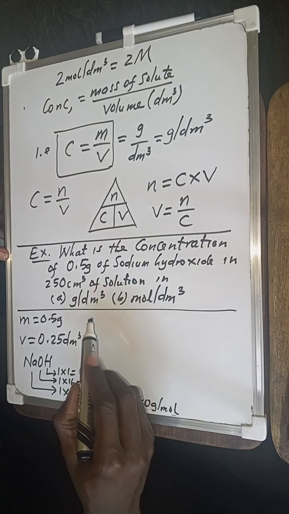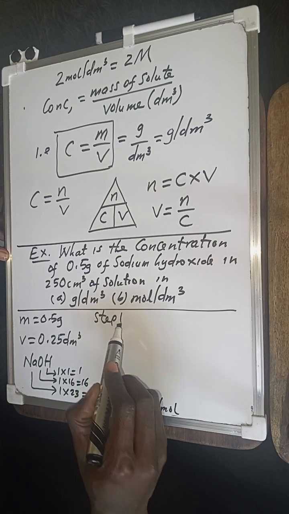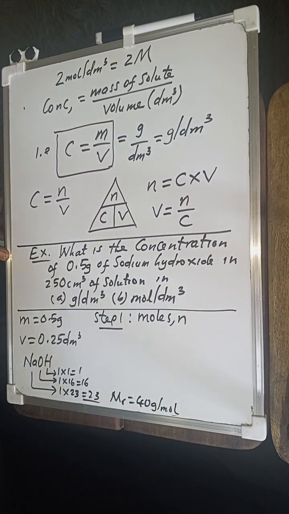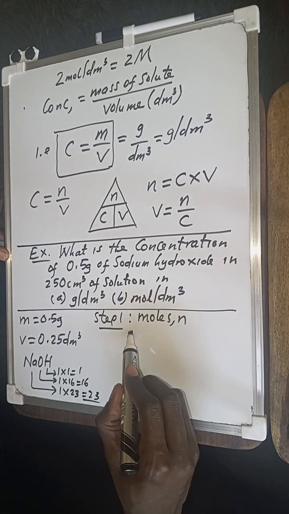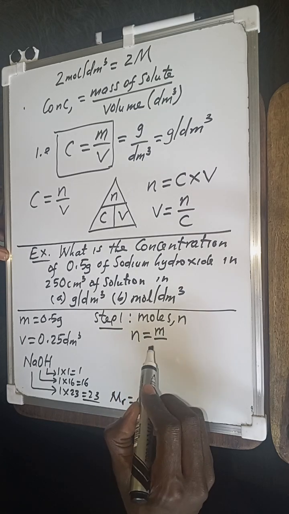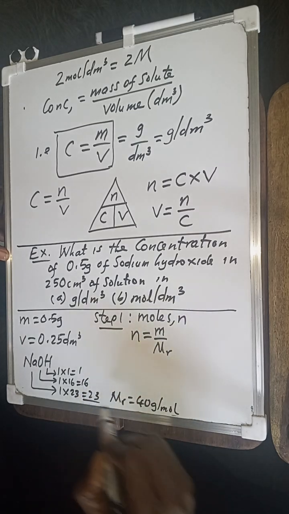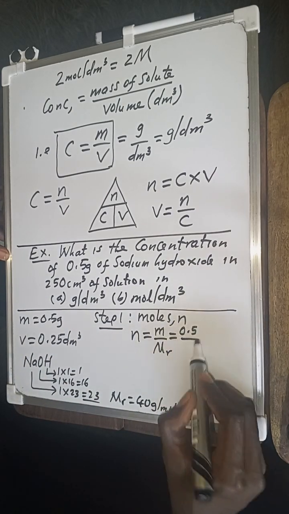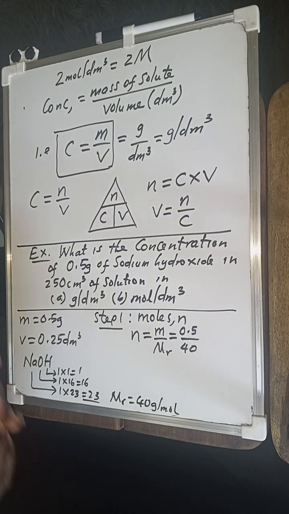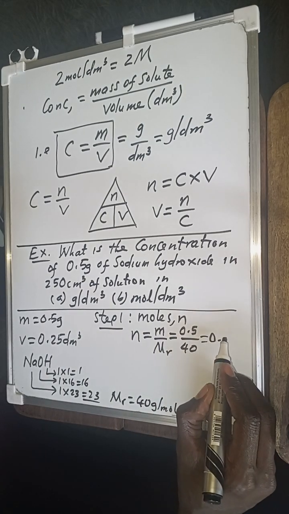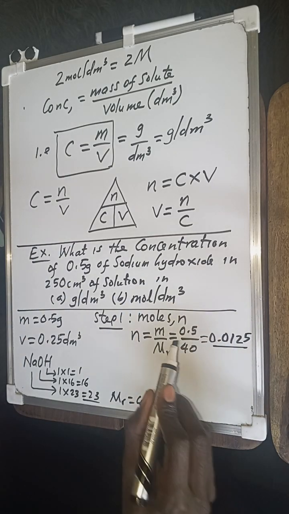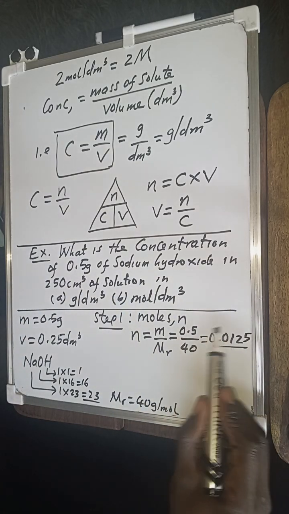So step number 1, let me just give you steps that you can do to find that. In this mass, you first of all need to know the number of moles. Now, the formula that you apply to find the number of moles, remember, number of moles is equal to mass divided by MR. So the MR of what? Of the compound they are talking about, sodium hydroxide. So it will be the mass 0.5 divided by 40. 0.5 divided by 40, that will give you 0.0125. So these are the number of moles that are in that mass, 0.5 grams of sodium hydroxide.